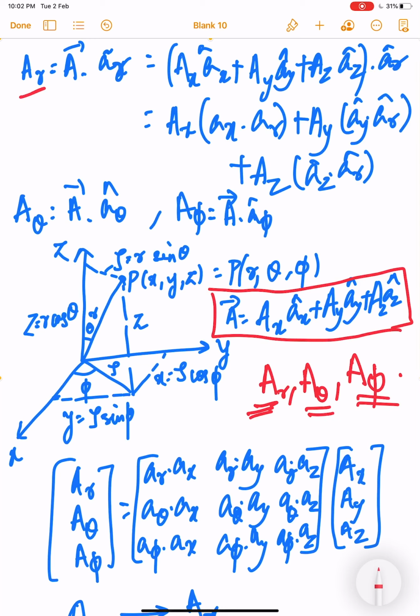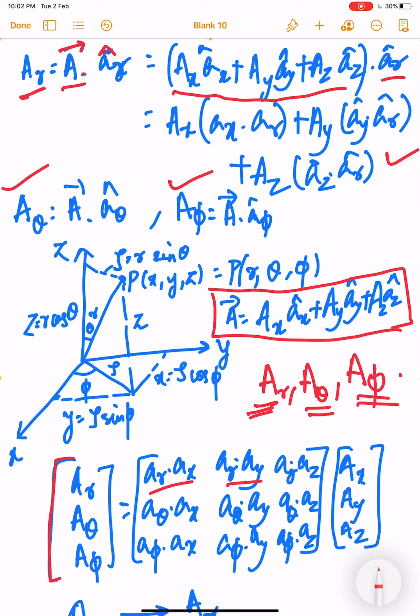So first of all, A_r will be A vector dot a_r cap. Okay, so this is how we take out the component of a vector in a particular direction. Okay, and as you know, A is this thing and this is a_r cap, and if you take it common like this, you can write it like this. Then similarly A_theta and A_phi, and if you write it in matrix form, it will be something like this, where you get these dot products.